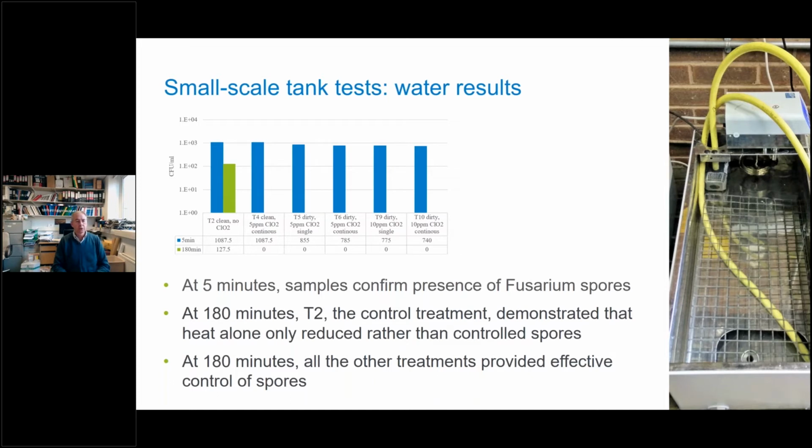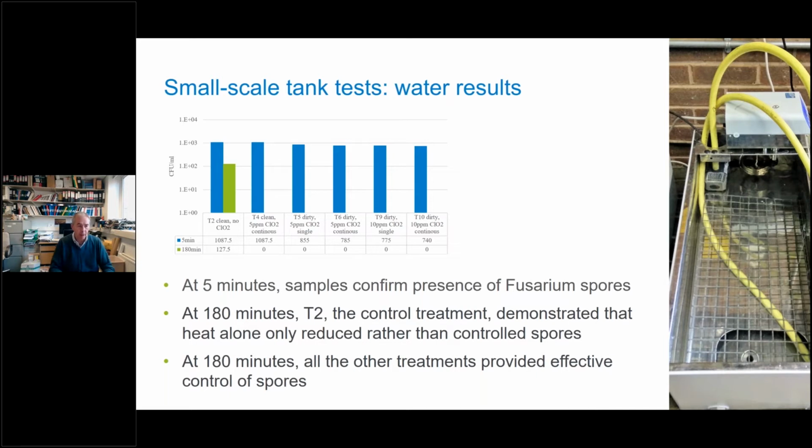And what the results showed was that if you tested at 5 minutes, actually there was very little reduction in terms of spores. So the blue bars are 5 minutes, and whatever treatment you had, there was pretty much no reduction in spore numbers. What it does display is the fact that we did have spores there. So that was just an effective control.